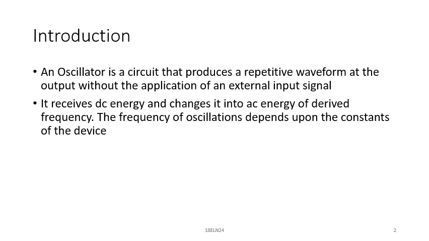It will produce waveforms like a sinusoidal waveform or a non-sinusoidal waveform. If it produces a sinusoidal waveform, then it is called a sinusoidal oscillator. If it produces a non-sinusoidal waveform, then we call it a relaxation oscillator. Generally, it receives DC energy and changes it into AC energy of desired frequency, and the frequency of oscillation depends upon the constants of the devices.